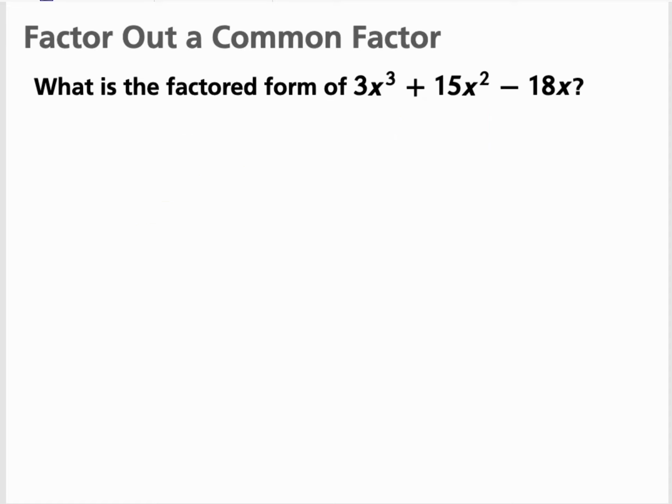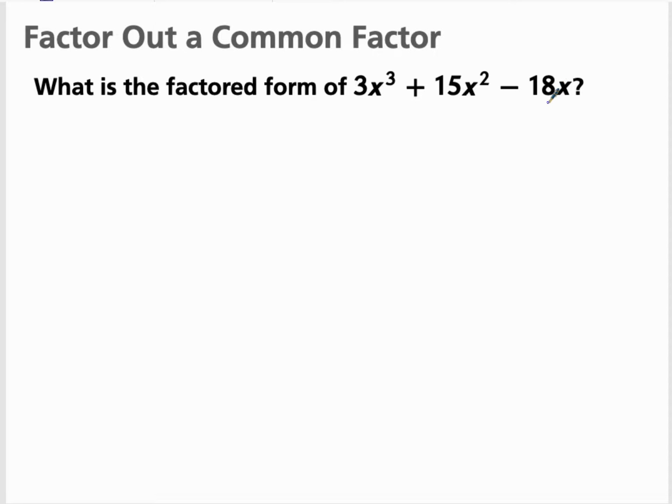Not quite next, I guess. We're going to start off with some basic factoring at first. What is the factored form of 3x cubed plus 15x squared minus 18x? Well, the first thing that I need to notice is this is not the way our standard trinomials looked. We usually had a squared term here, a single x term here, and then no x term here. Well, we need to factor this.